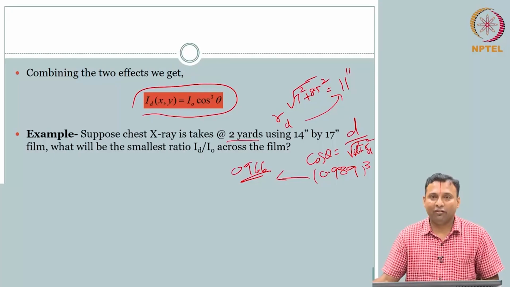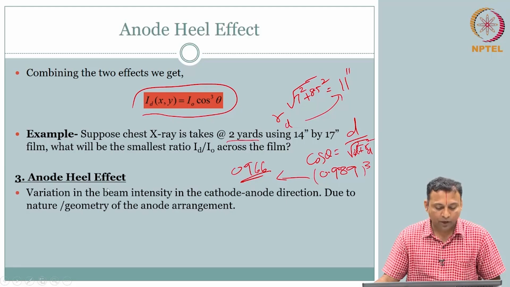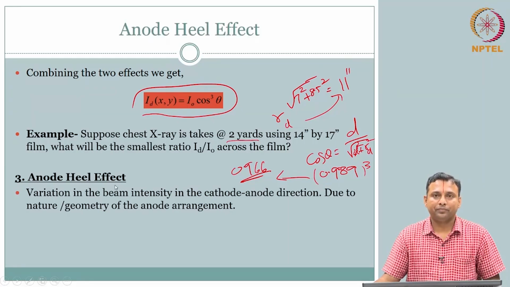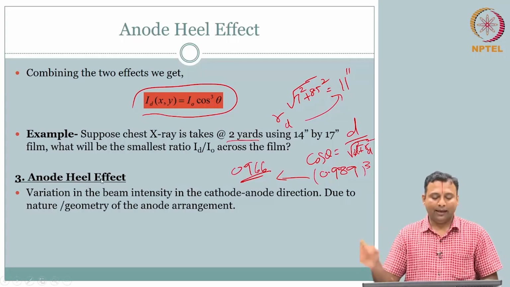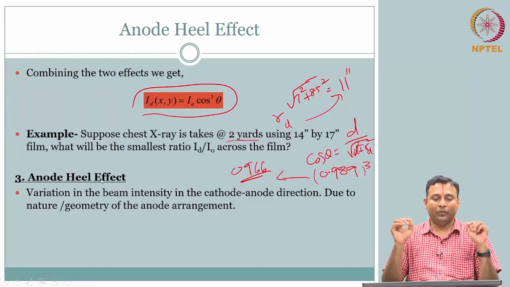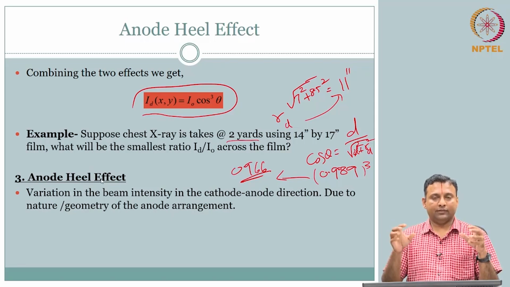So one of the effects that is more dominant is actually the anode heel effect. What does this anode heel effect represent? Again, this is also due to geometry. Why is it grouped under geometry? Because it has something to do with the geometry of the setup.